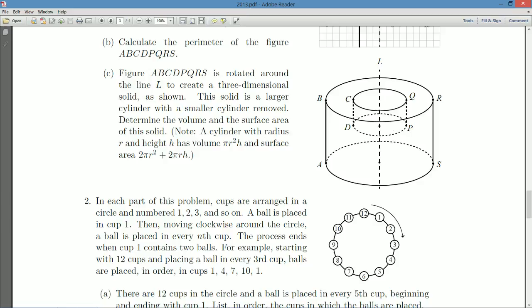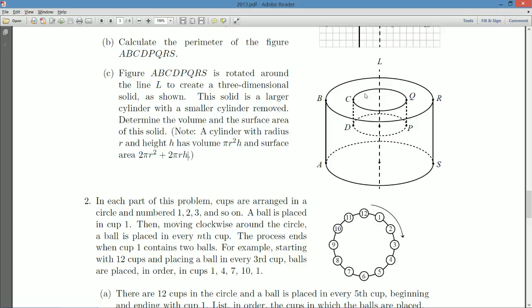All right, and a cylinder with radius r and height h has a volume of pi r squared h and a surface area of 2 pi r squared. That's coming from the two circles, plus 2 pi r h. So that'd be the height. Because if you were to use this as a piece of paper and sort of cut along PQ and unfold it, it would just be a rectangle. A rectangle of height, or of width h, and of length the circumference of the circle, which is 2 pi r.